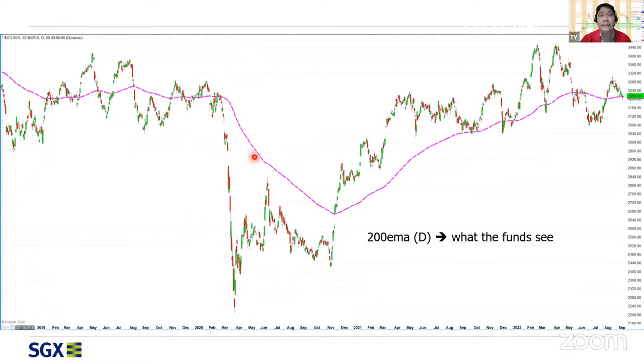So what does it tell me and what does it tell you? That the big boys are not buying premium. They are not even buying to the fair value. Below fair value, they are still willing to sell at a discount. That shows how weak our market is.